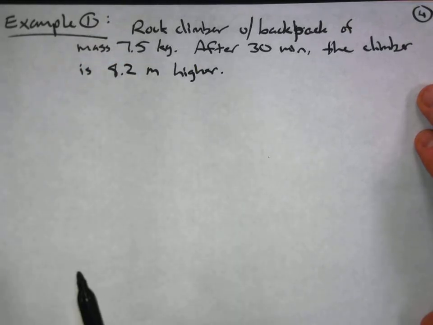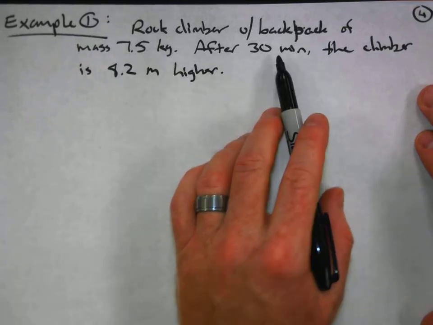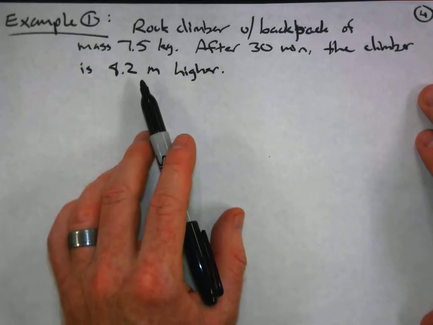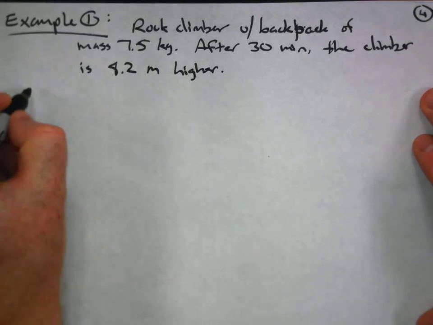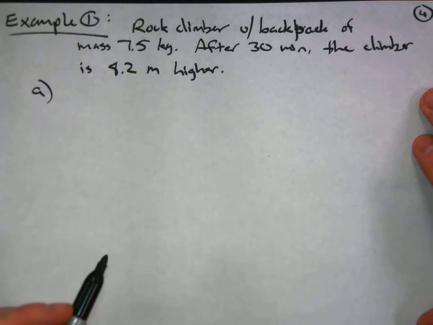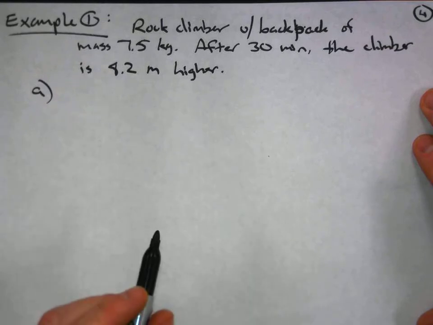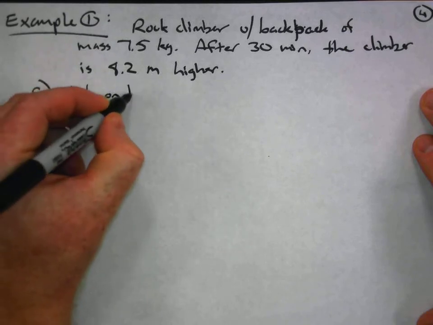Okay, so already we have a lot of information. We have a mass, we have a time, we have a distance, and this distance is in the y direction. It's a vertical distance, but that's fine. Let's answer a couple questions. Number 1, or part A. How much work does the climber do on the backpack? So we want to know the work done on the backpack.